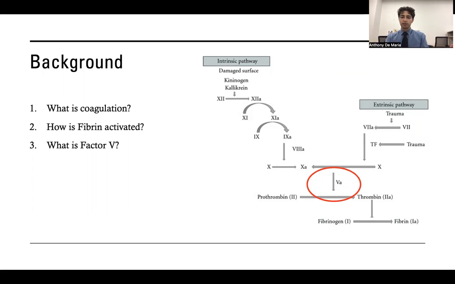So how does factor V fit into this? Factor V is part of the common pathway, sitting there in the middle, and is an important cofactor for activating thrombin, which thrombin is extremely necessary for activating fibrin.